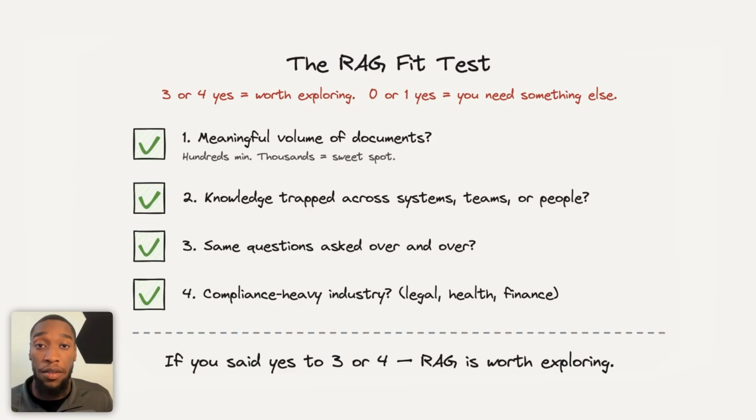3, permissions. The AI respects who can see what. Sales can't query HR files. External users can't query internal ones. A good RAG agent tells you when it doesn't know. A bad one makes things up with a straight face.